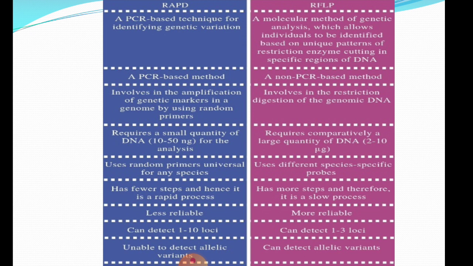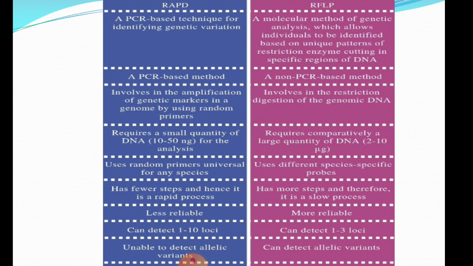Then RAPD uses random primers universal for any species as they are readily available commercially, whereas RFLP uses different species specific probes. Then RAPD has comparatively fewer steps and therefore it is a rapid process, whereas RFLP has more steps and therefore it is a slow process. RAPD is less reliable, whereas RFLP is more reliable. This is a difference.